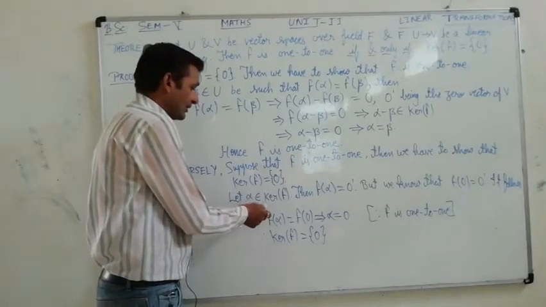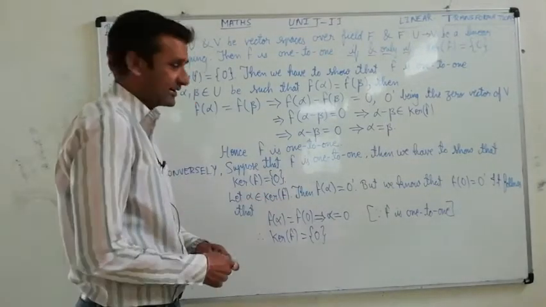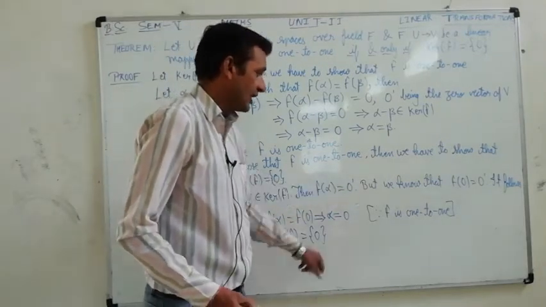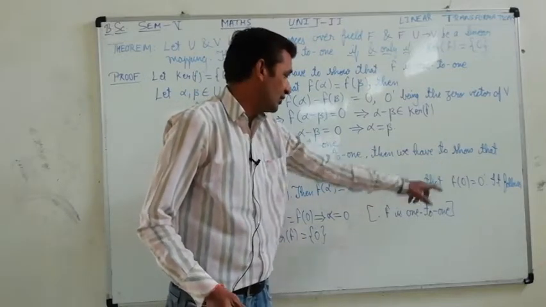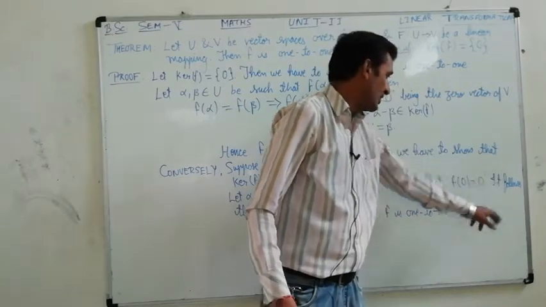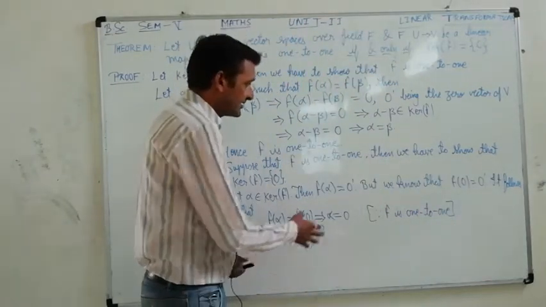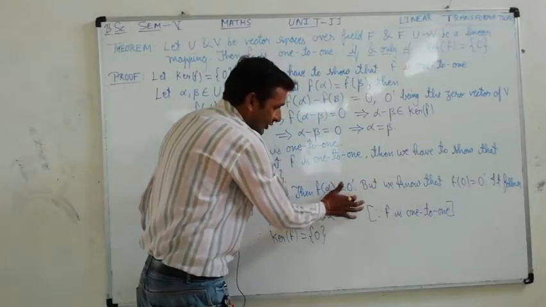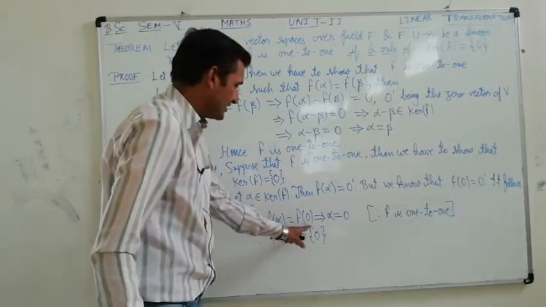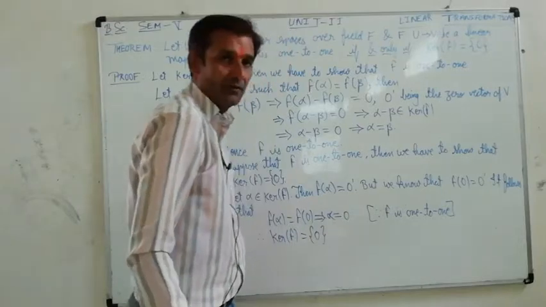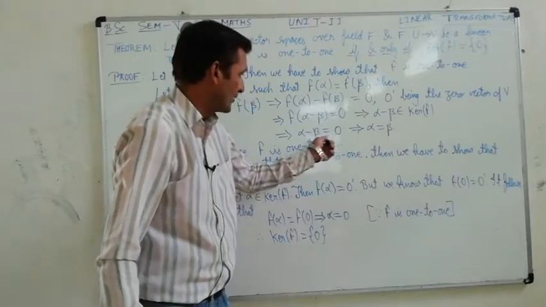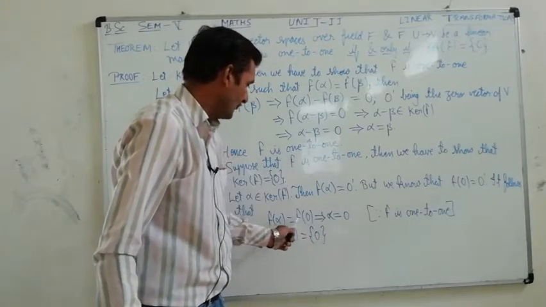So, let alpha be an element of kernel of f. Then f of alpha is equal to 0 dash, but we already know that f of 0 is equal to 0 dash. So, this 0 dash can be written as f of 0. So, f of alpha is equal to f of 0. It implies that alpha is equal to 0, because f is 1 to 1. So, alpha is equal to 0.